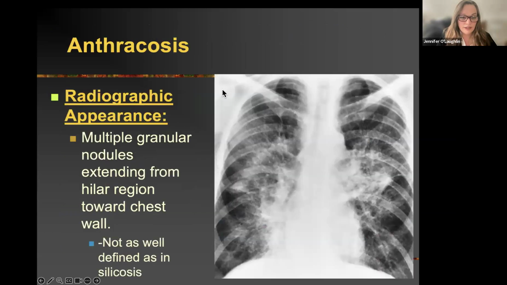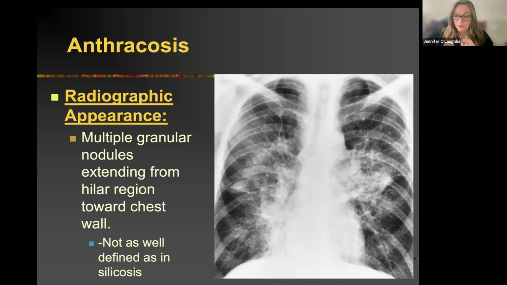So what does it look like on X-ray? Here, you're still going to have nodules, but they're not the fine little well-defined miliary nodules like silicosis. They tend to be bigger, less well-defined. So I can see there's one here. There's a bunch of them here, a big one here. And they tend to start in the hilar region and then radiate outward.